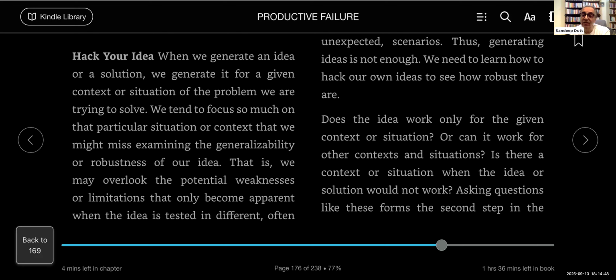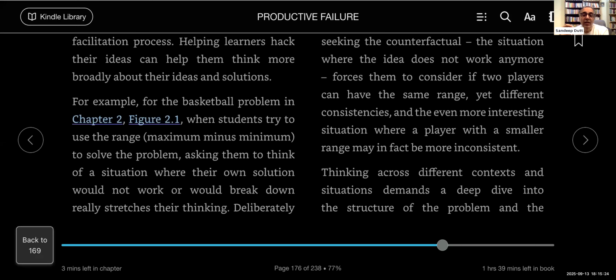Thus, generating ideas is not enough. We need to learn how to hack our own ideas to see how robust they are. Does the idea work only for the given context or situation, or can it work for other contexts and situations? Is there a context or situation when the idea or solution would not work? Asking questions like this forms the second step in the facilitation process. Helping learners hack their ideas can help them think more broadly about their ideas and solutions. For example, for the basketball problem in chapter 2, figure 2.1.